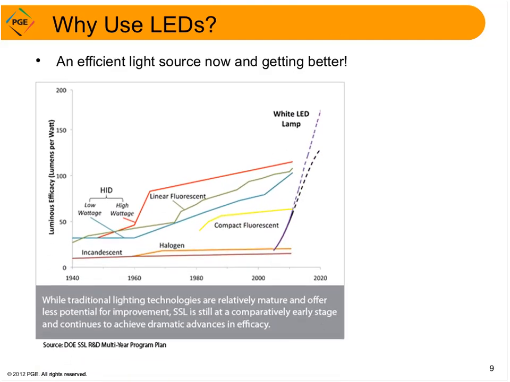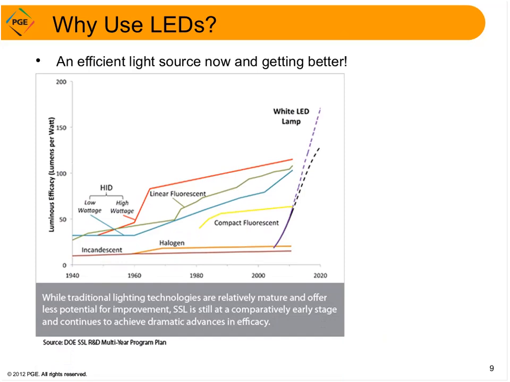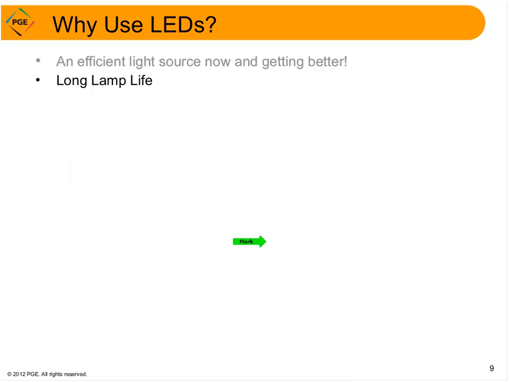So why use LEDs? Well, number one, it's an efficient light source now, and it's getting better. This chart shows you the efficiency gains from our incumbent light sources: incandescent, fluorescent, HID. They've been around, most of them, for a long time. Compact fluorescent came on the scene in the early 80s. We all remember that. But look here. It's only been, say, the last 10 or 12 years that we even had any white LED lamps. And look at the steep climb in efficiency gains that they've had.